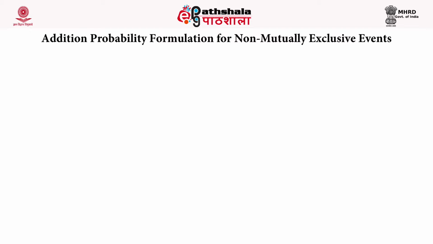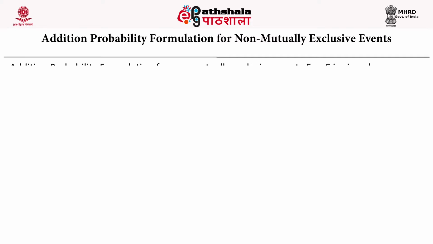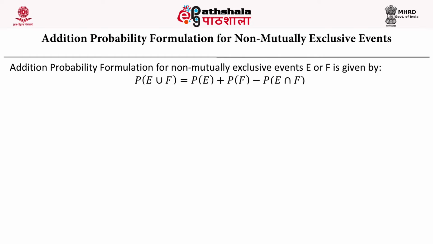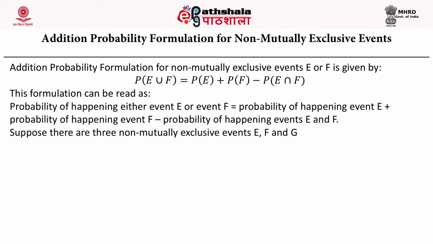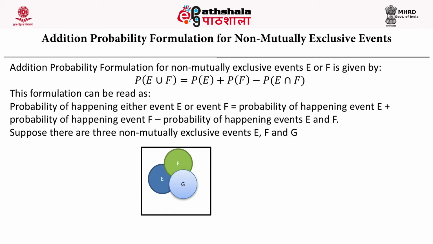The addition probability formulation for non-mutually exclusive events E and F is given by the formula: the probability of E union F is equal to the probability of E plus the probability of F minus the probability of E intersection F. The formulation can be read as the probability of happening either event E or F is equal to the probability of happening event E plus the probability of happening event F minus the probability of happening both events E and F.